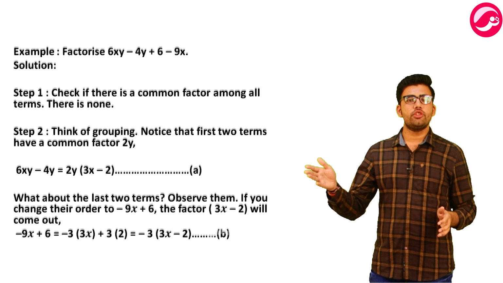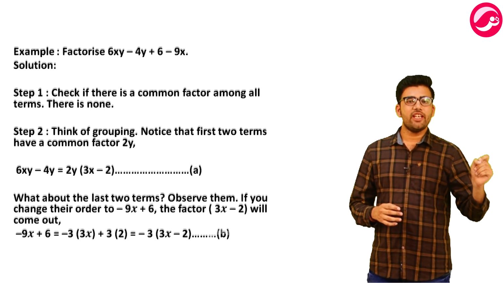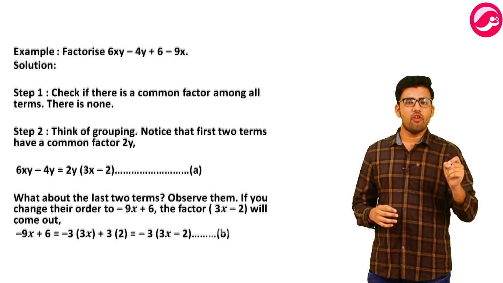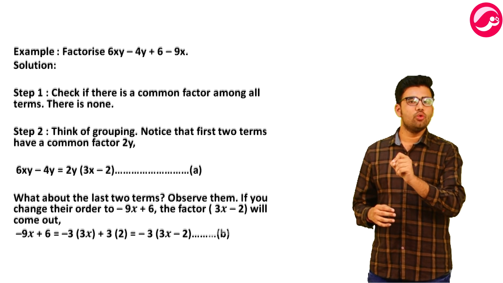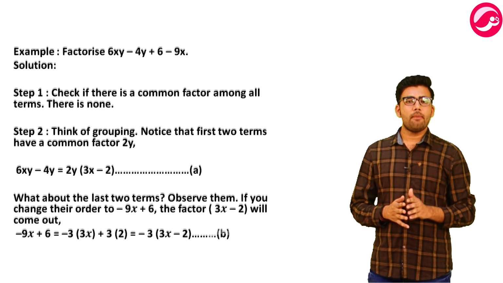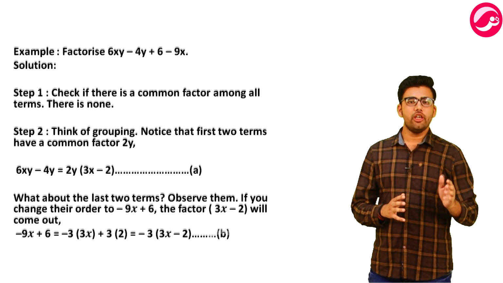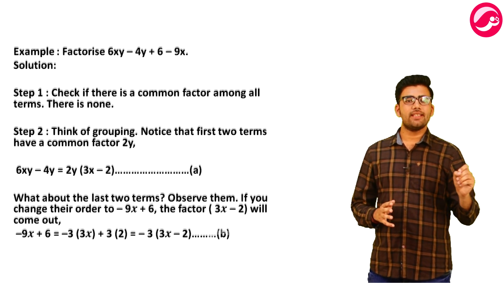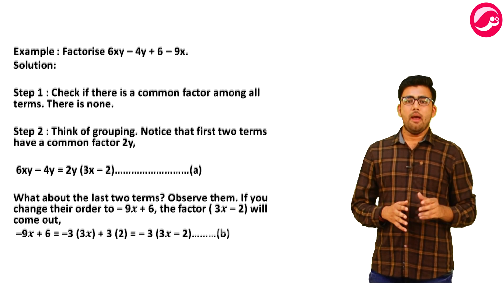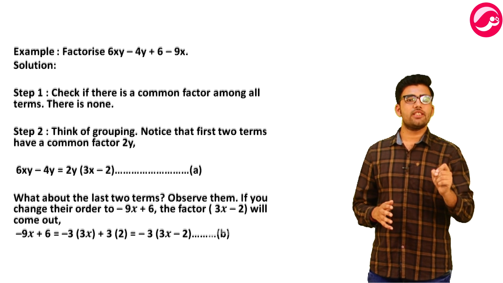Notice the first two terms have a common factor 2y. Therefore, 6xy minus 4y is equal to 2y into (3x minus 2). That will be our equation 1, or you can say equation A. What about the last two terms? Observe them. If you change their order to minus 9x plus 6, the factor (3x minus 2) will come out. Minus 9x plus 6 is equal to minus 3 into (3x) plus 3 into 2.